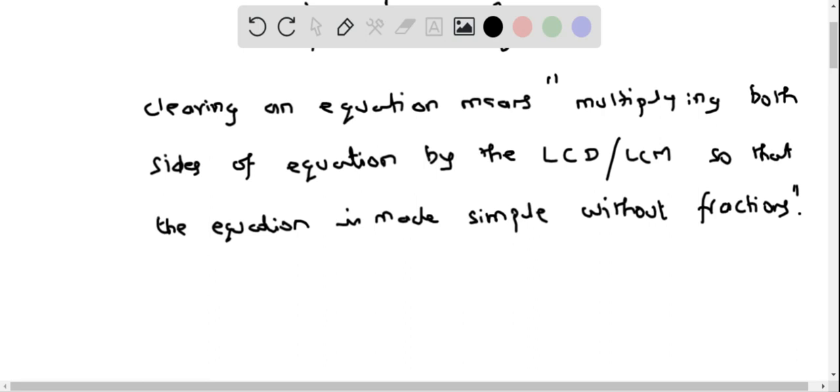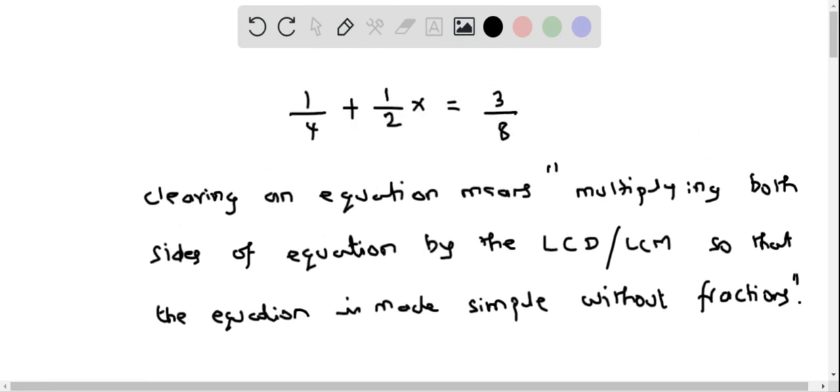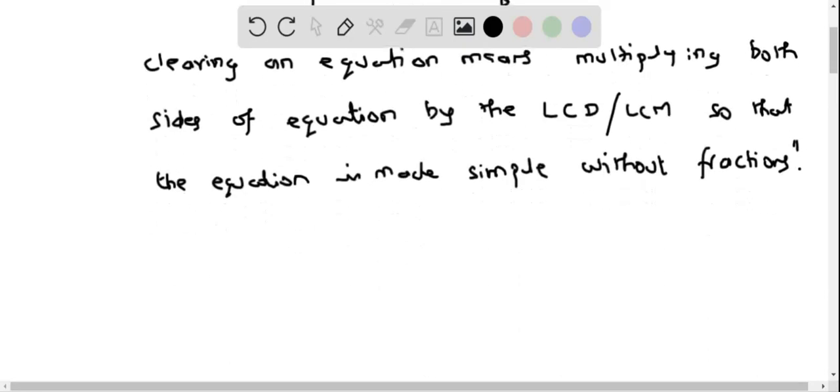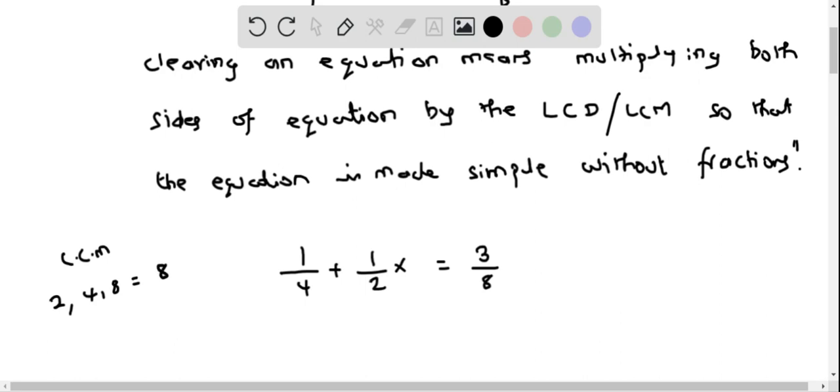Now let's see how to clear this given equation. We have this equation: 1/4 plus 1/2 x equals 3/8. Let me copy that. We have 1/4 plus 1/2 x, and this equals 3/8. First, we find the least common multiple or the least common denominator of the fractions on both sides. So we have the denominators 2, 4, and 8. The least common multiple of 2, 4, 8 is 8. So we have to multiply both sides by this number 8.